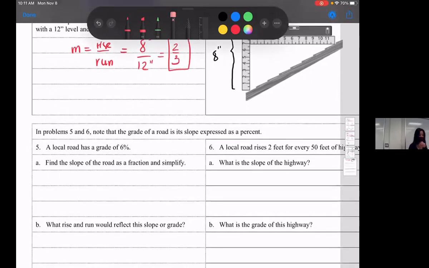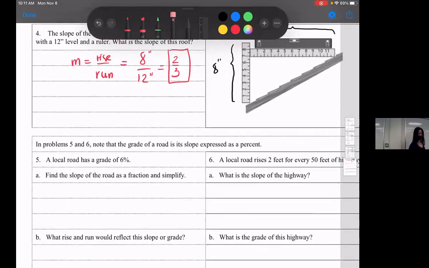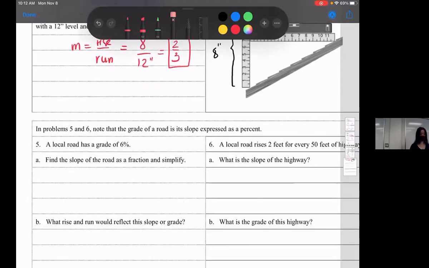Right, number 5, a local road has a grade of 6%. If you guys noticed on the freeway sometimes, especially when you travel across the state, do you see grades like 5, 10, stuff like that? Well, now you notice. That's what they meant by slope. When we talk about freeways, the slope is represented in percentage. So whenever I ask you what is the grade of this road, you find the slope, but then you convert it into percentage. Kind of like a rate.